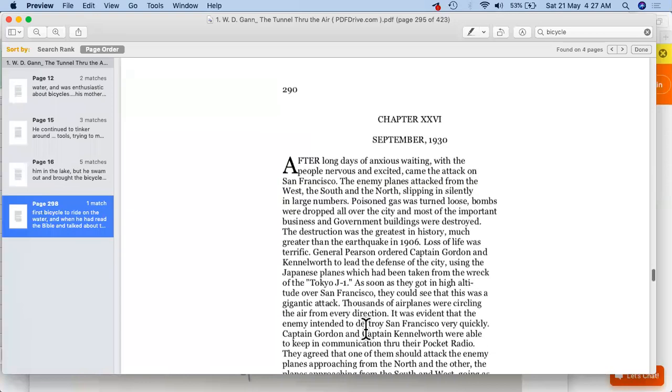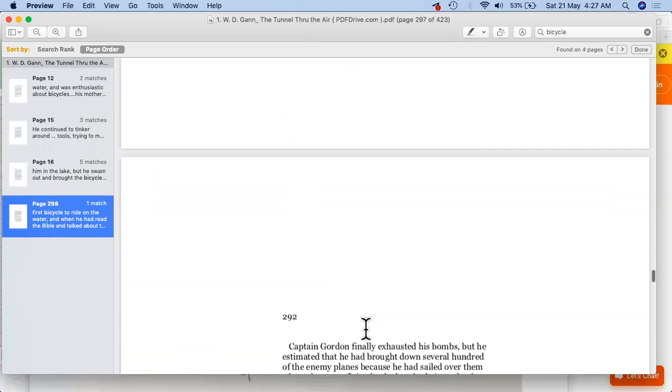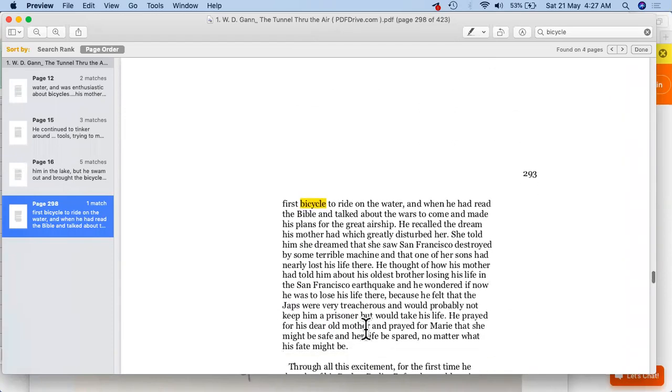Let's try to read further what is there, what has been given. So here on this page number 293, right? First bicycle to ride on the water. And when he had read the Bible and talked about the wars to come and make his plane for the grey airship, he recalled the dream his mother had, which greatly disturbed him. She told him she dreamt that she saw San Francisco destroyed by some terrible machine and that one of her sons had nearly lost his life there. He thought of how his mother had told him about his oldest brother losing his life in the San Francisco earthquake, and he wondered if he was to lose his life there.